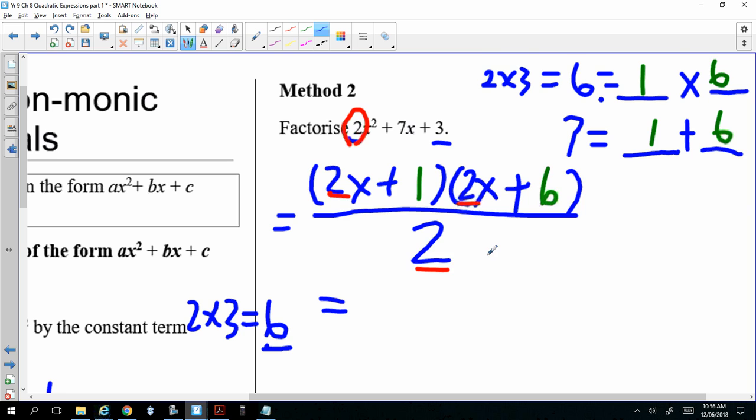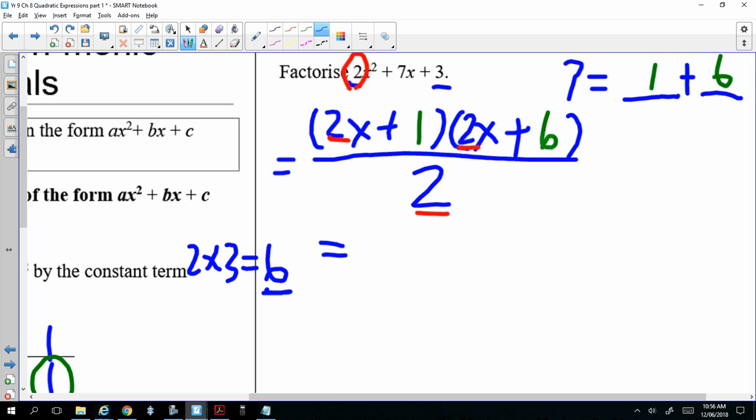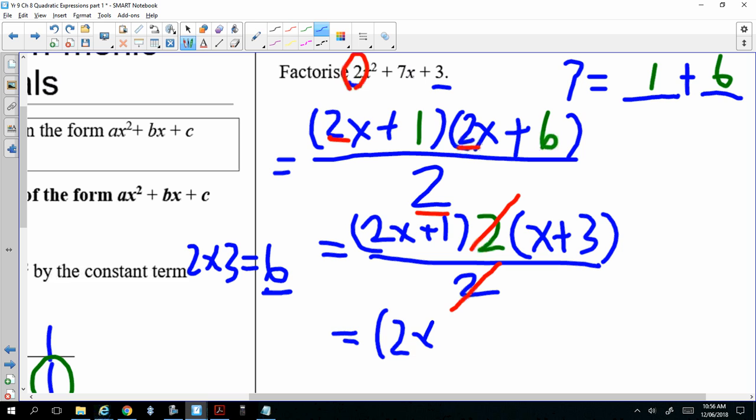Now between these two brackets, which one has a common factor? That one, right? What's the common factor? Let's take the 2 out. So write 2x plus 1. You take that 2 out, and what's left over? X plus 3 over the 2 again. Now what will happen to the 2? They get cancelled, and you're left with 2x plus 1, x plus 3.